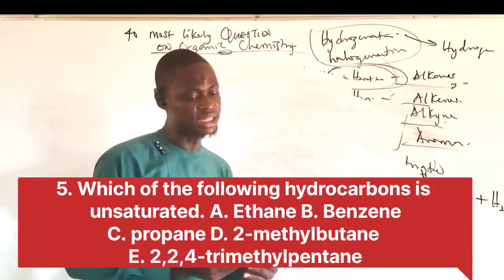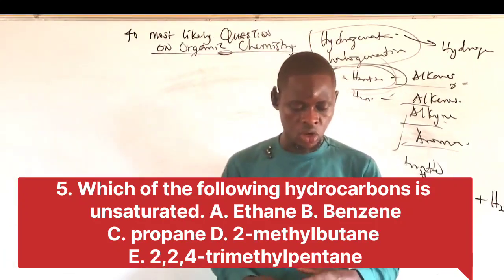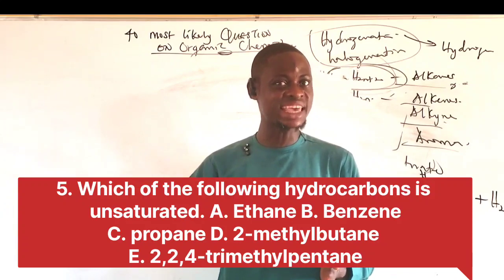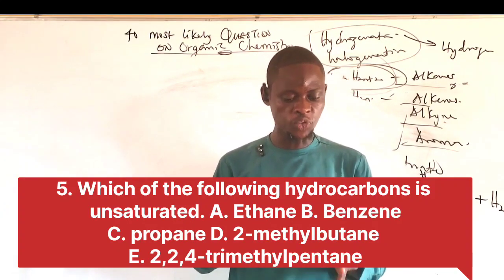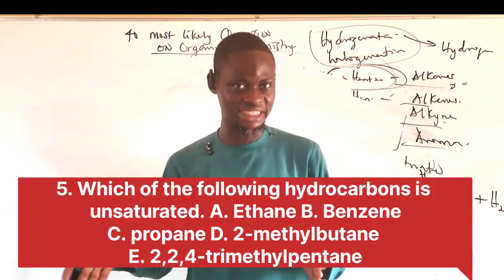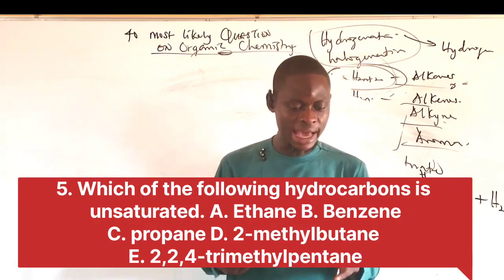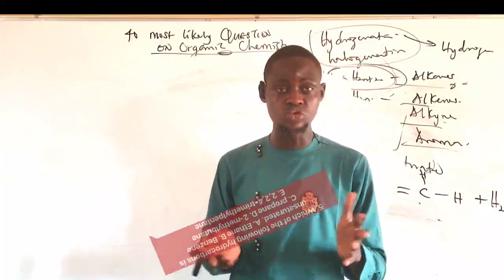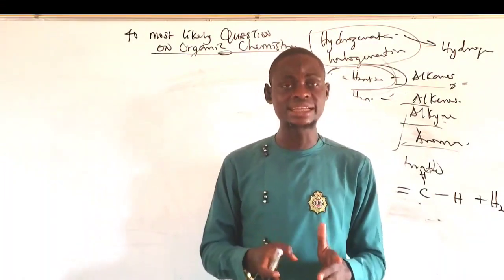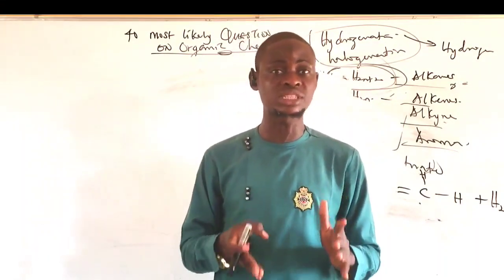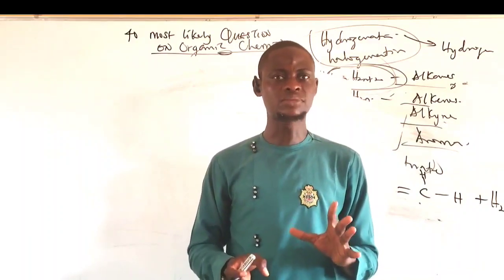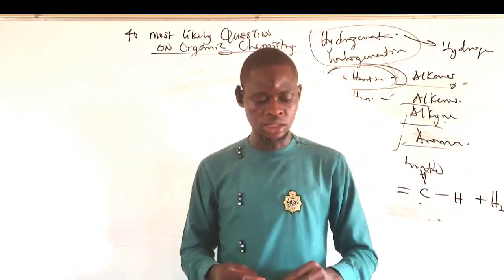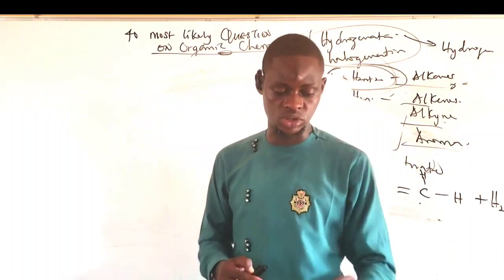Now, which of the following hydrocarbons is unsaturated? We have option A, ethane, option B, benzene, option C, propane, option D, 2-methylbutane, option E, 2,2,4-trimethylpentane. Are you getting what I'm saying? So my answer to that, you notice that the rest of them are alkanes. The only one that is aromatic, that is unsaturated, is what? Benzene. Are you getting me? So my answer to that question is benzene.